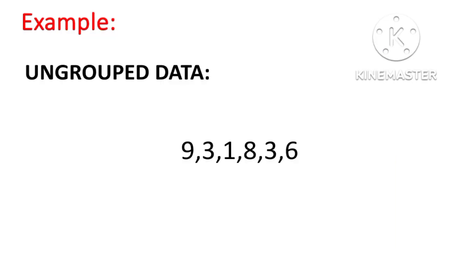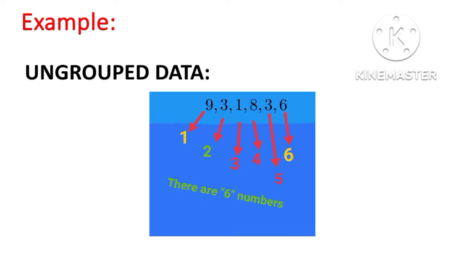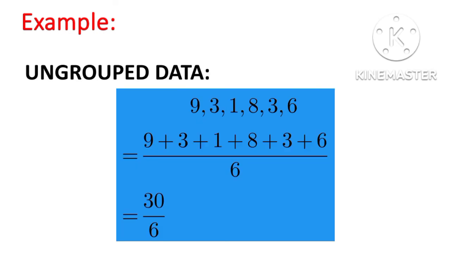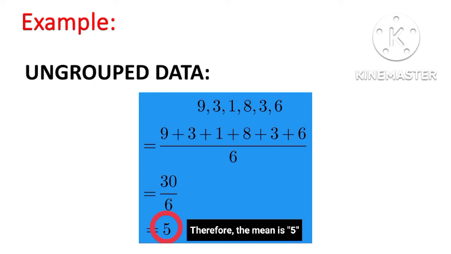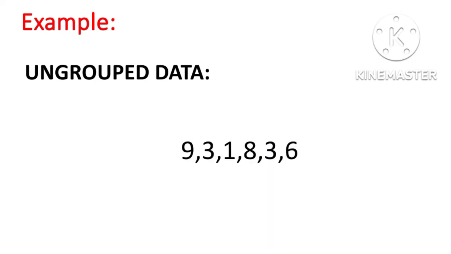But wait, we should first count how many numbers there are. 1, 2, 3, 4, 5, 6. There are 6 numbers. Thus, the sum of given numbers will be divided by 6. 30 divided by 6 is equal to 5. Therefore, the mean is 5.